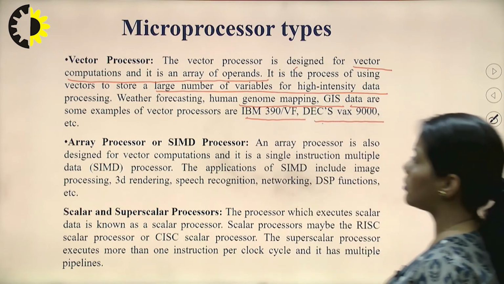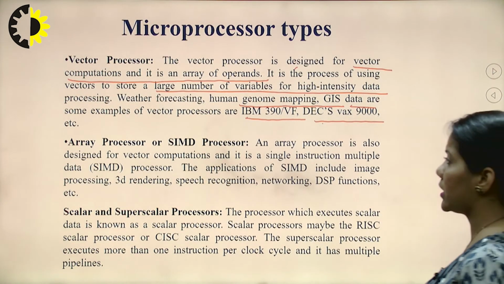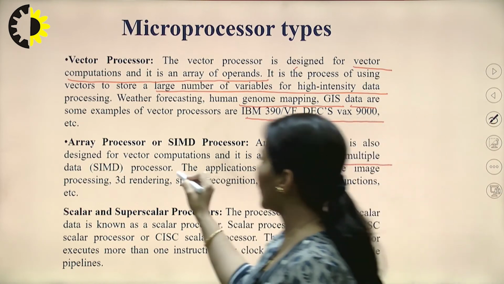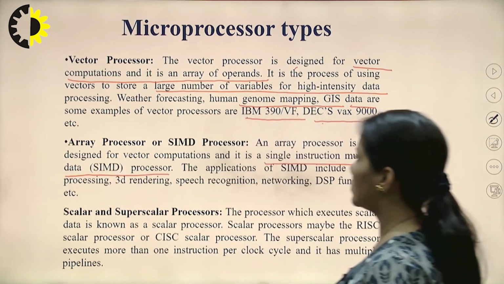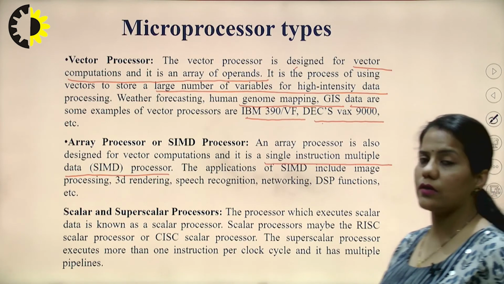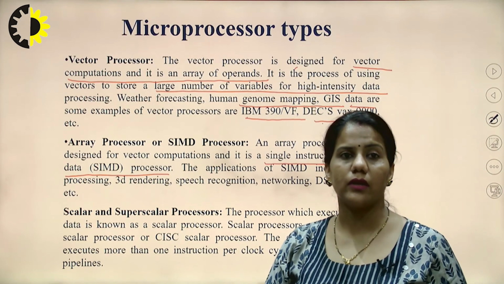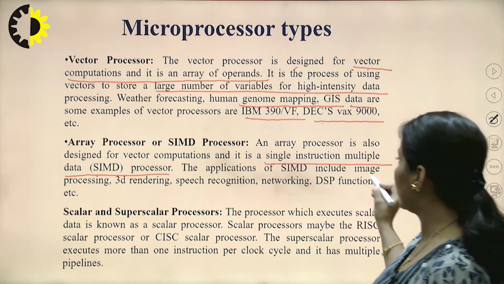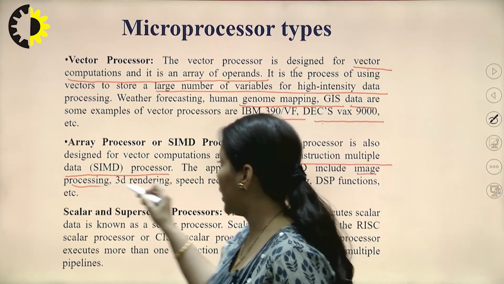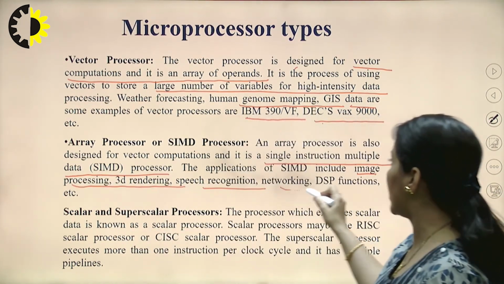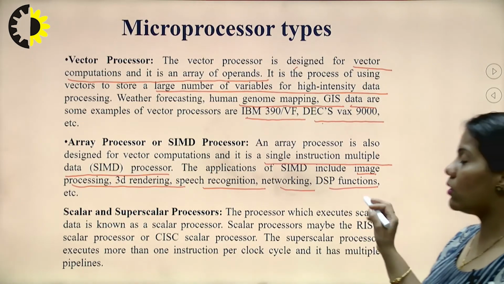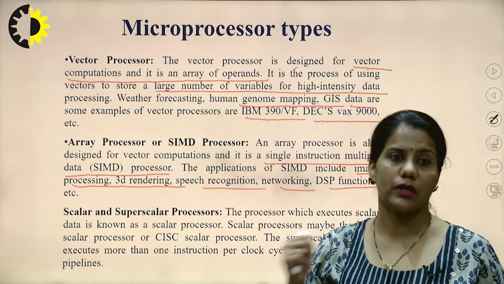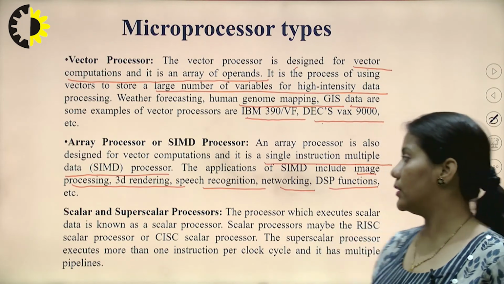Array processor or SIMD processor. What is SIMD? That is a single instruction multiple data processor. These are processors which are expert in analyzing different data, a lot of data, for example, image processing, 3D rendering, speech recognition, networking, and DSP functions. All these applications require a huge set of data, a huge set of operands.